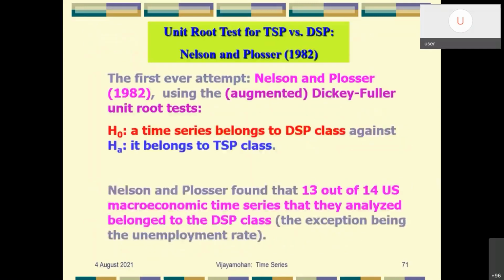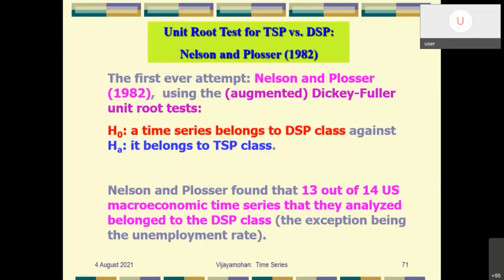Now, I shall tell you some history about the uniroot test. The first ever attempt at a uniroot test was done by Nelson and Prosser in 1982 using the augmented Dickey-Fuller uniroot test. Their null hypothesis was that a time series belongs to the difference stationary process class against the alternative hypothesis that it is a TSP, trend stationary process.